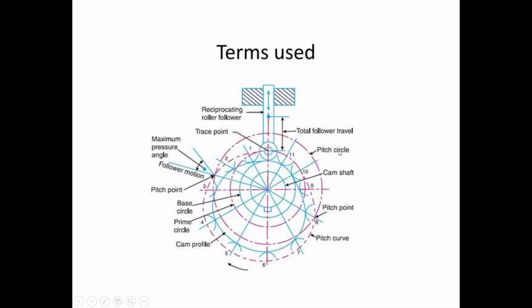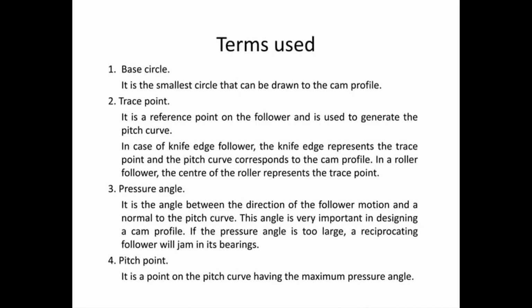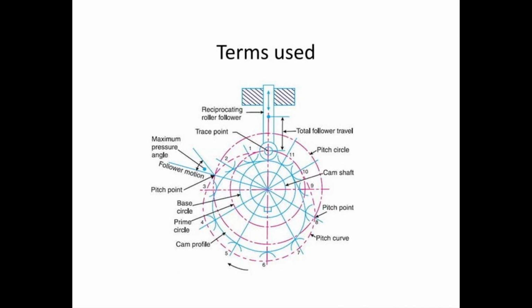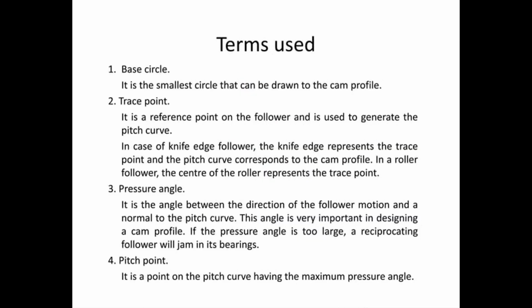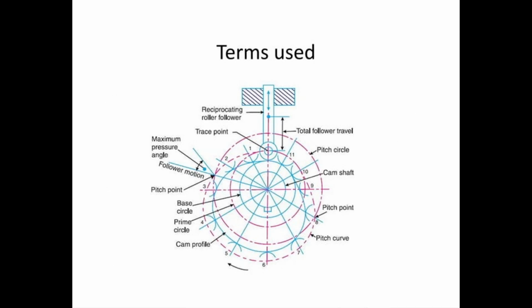So this is the diagram for radial cam nomenclature. We have different terms to depict it. The first one is the base circle, which is the smallest circle that can be drawn. Next is the trace point. The trace point is the theoretical reference point on the follower, which is used to generate the pitch curve.